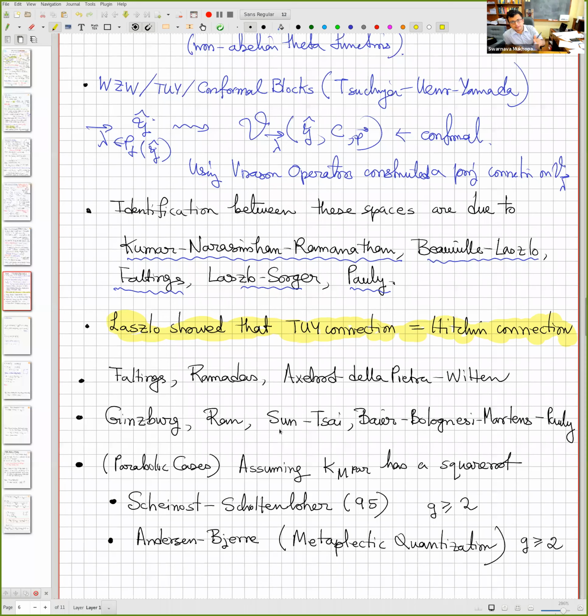So Bayer, Bolognese, Martins, and Pauli's approach is completely algebraic geometric, very similar to Ginzburg's approach. The key fact that underlies all the papers of Ginzburg, Sun, Tsai, and also Bayer, Bolognese, Martins, and Pauli is a very important result of Beilinson and Schechtman that connects the deformations of the bundles with the determinant of cohomology. So hopefully I'll be able to explain some of this later on.